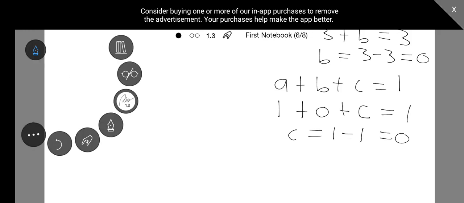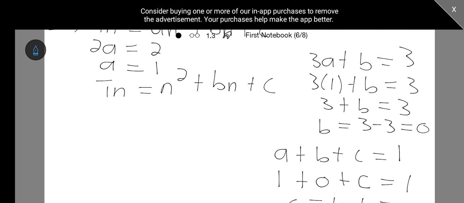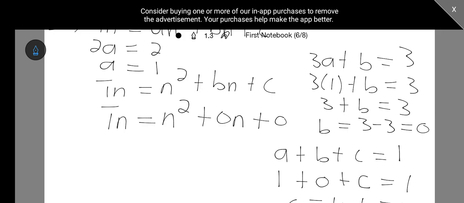Now, we can go back to our equation and plug in all the values which we have calculated. We have said that Tn is equal to n squared, because a is equal to 1. B is 0, so you can say 0n, plus c, which is 0. Then our formula becomes Tn is equal to n squared. We know that 0 times n is 0, plus 0, which remains as n squared. So we can leave it here.